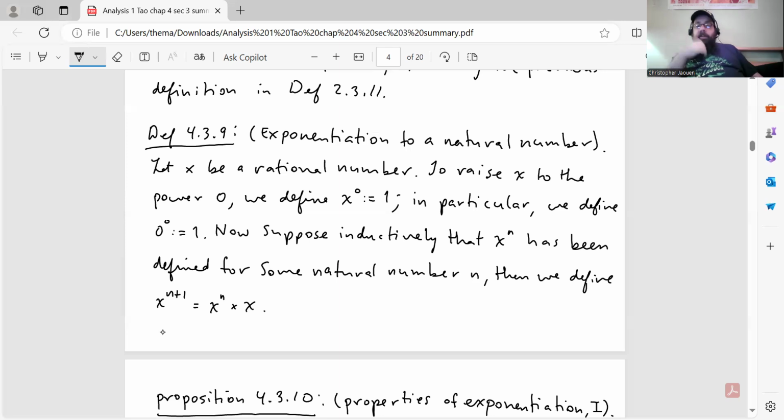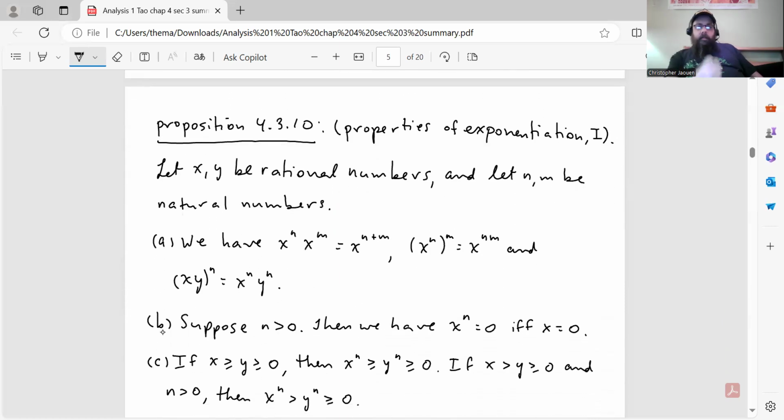And now suppose inductively that x to the n has been defined for some natural number n, then we define x to the n plus 1 to be x to the n times x. So it's a recursive definition. Then we have some properties involving exponentiation to natural number powers.